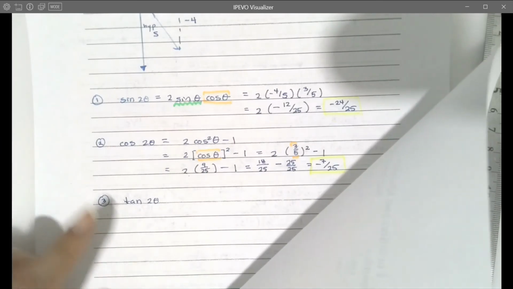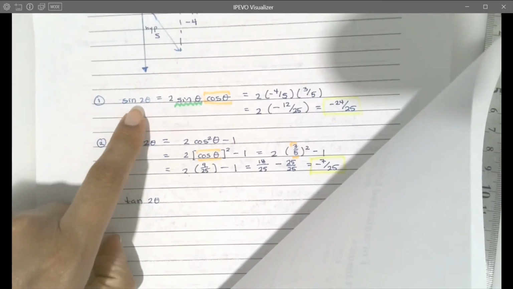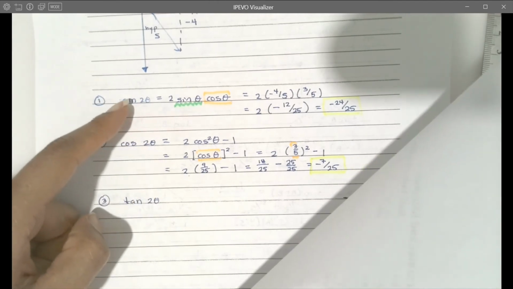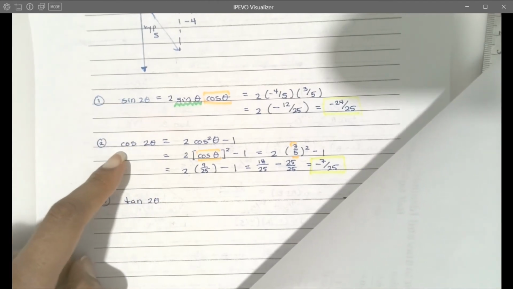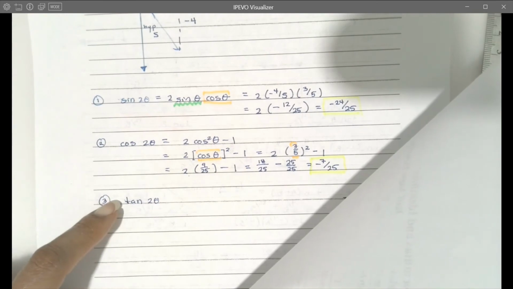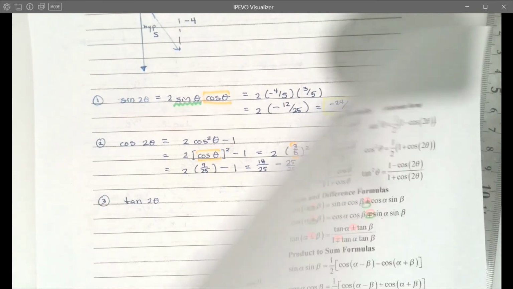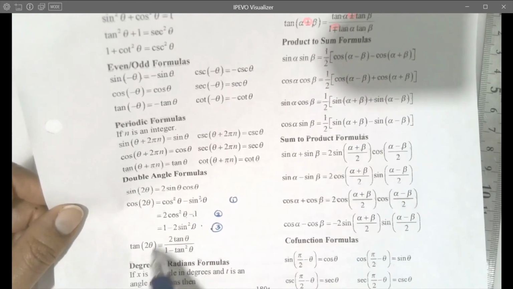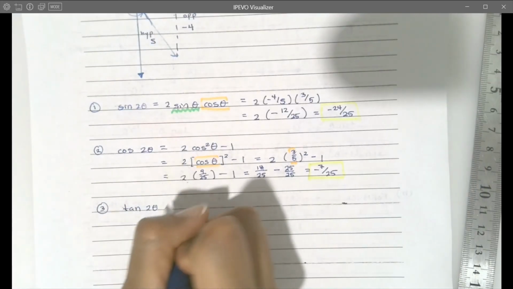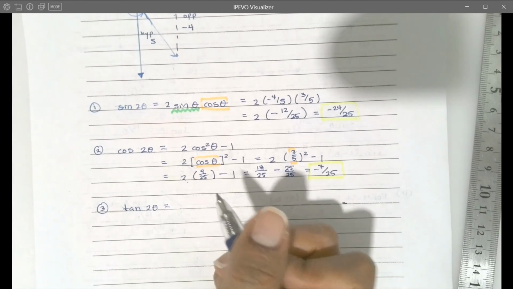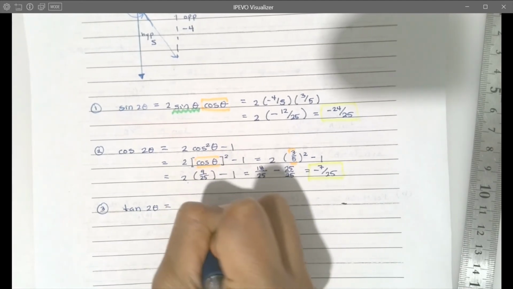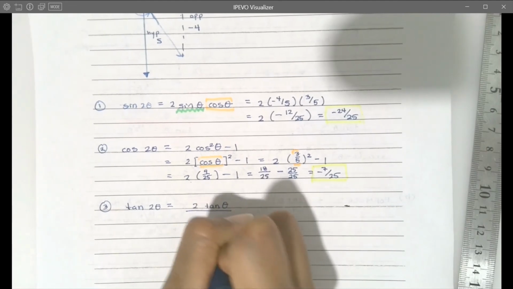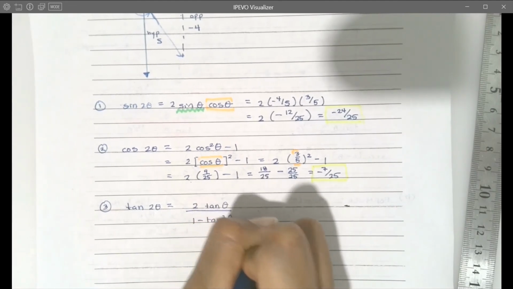So in our case, we already have what sine of 2 theta is and what cosine of 2 theta is. So we could just take sine 2 theta divided by cosine 2 theta, and that'll give us tangent 2 theta. But just so that we have practice with the double angle formulas, I'll show you this route. Okay. So the formula reads tan 2 theta equals 2 times tan theta divided by 1 minus tan squared theta.